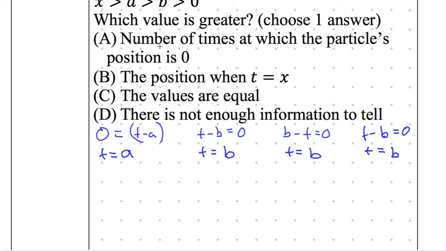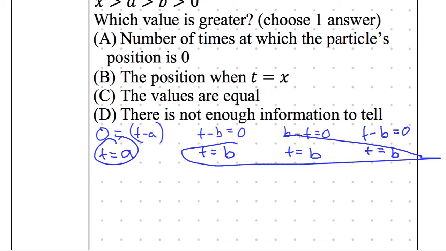All right, so how many times is the position 0? Well, the position is 0 at T equals A. So this is one of them. Where's the other position? T equals B. I just repeated it 3 times. It has a multiplicity of 3, but it's still one spot on the graph. So how many times does it intersect the x-axis? It's T equals B to the third power.